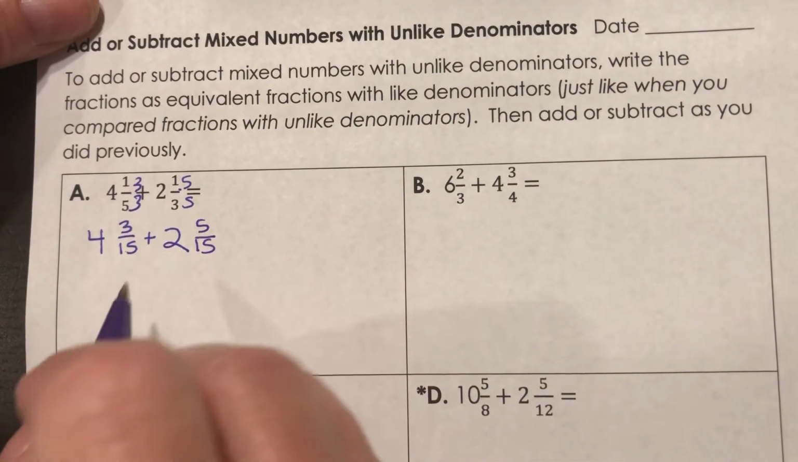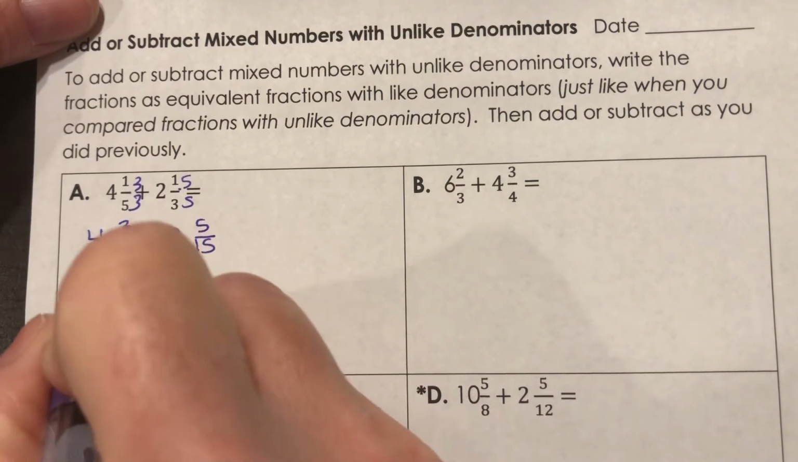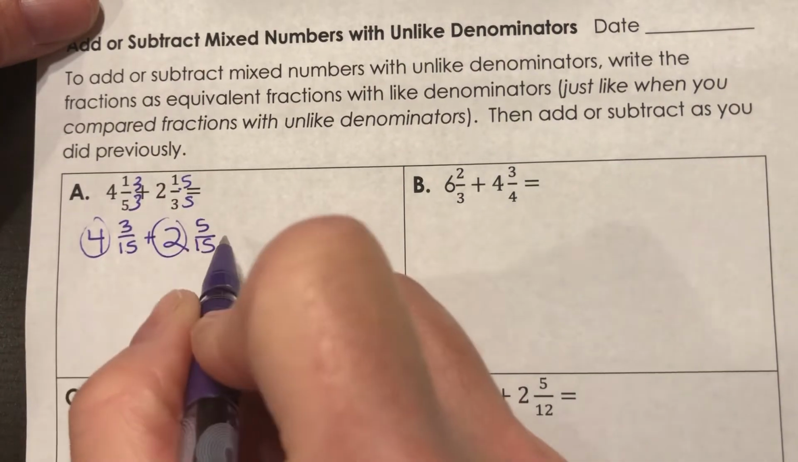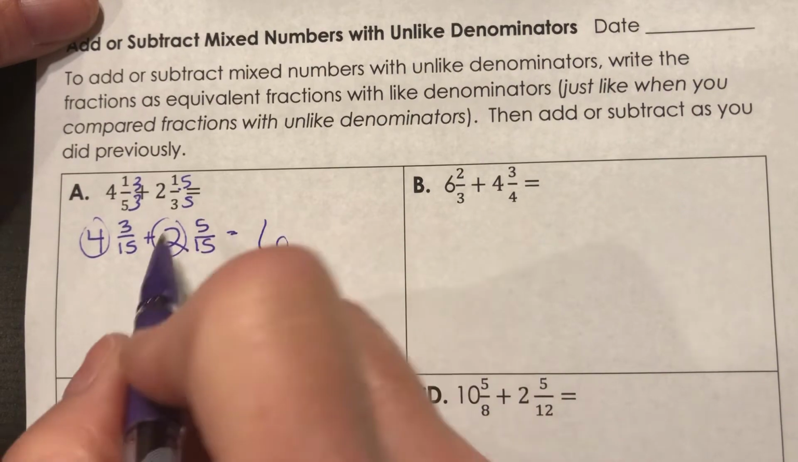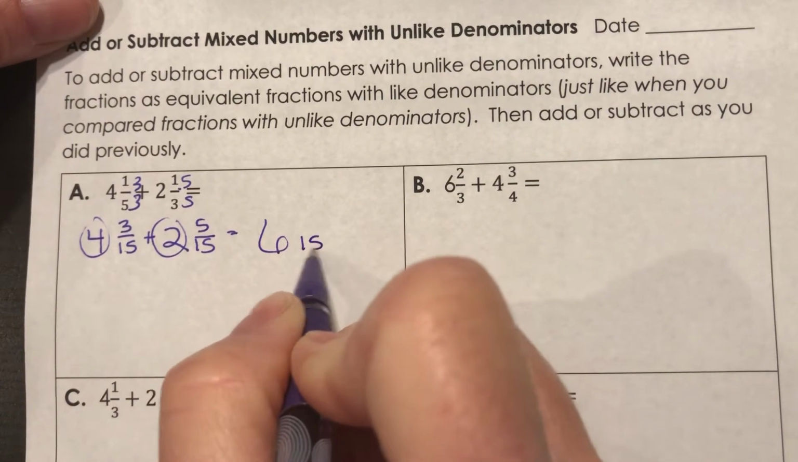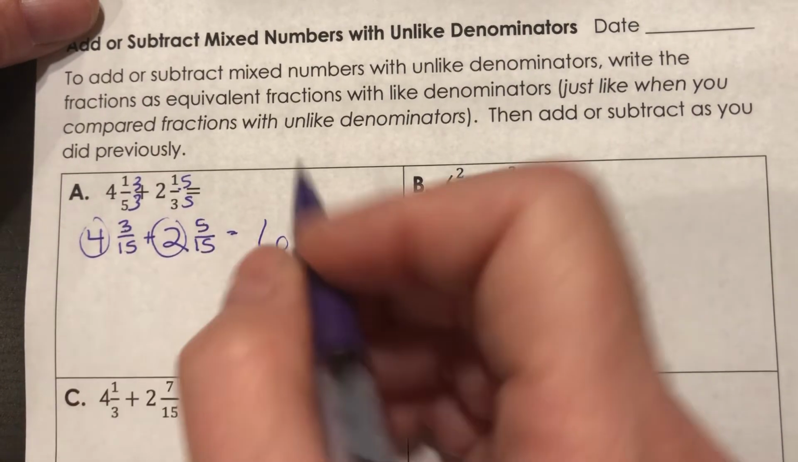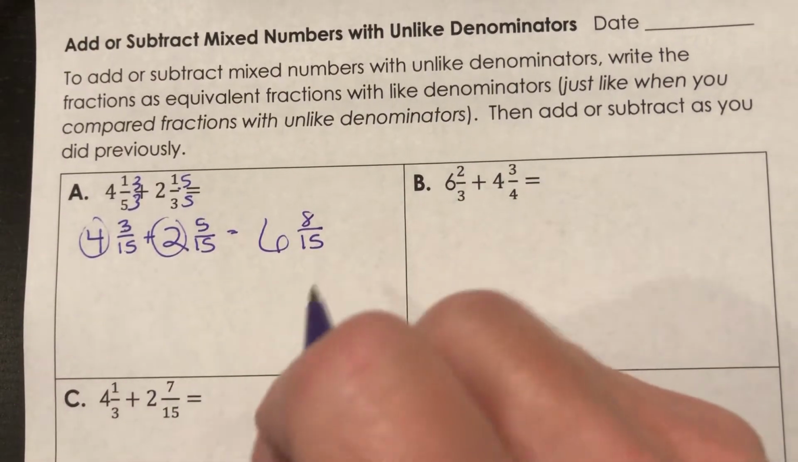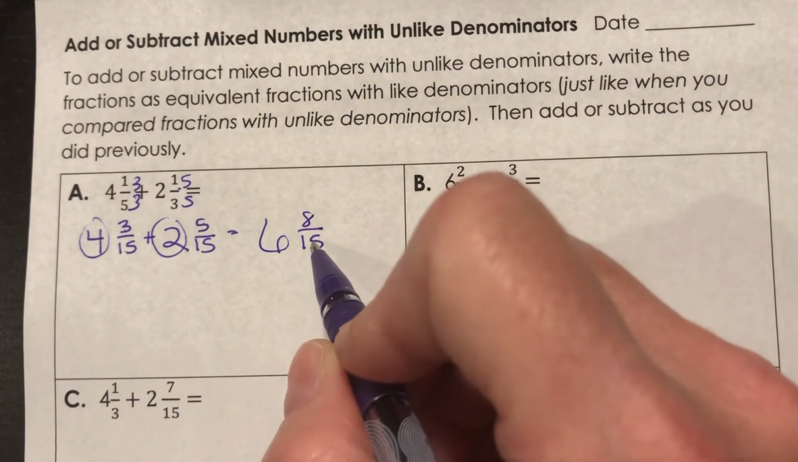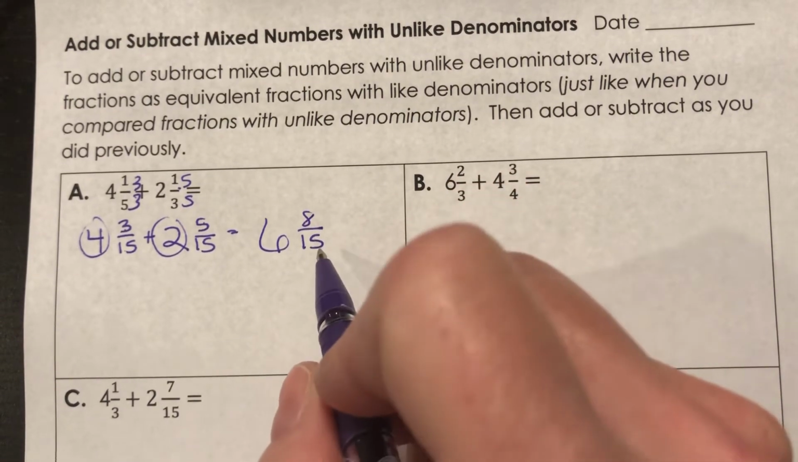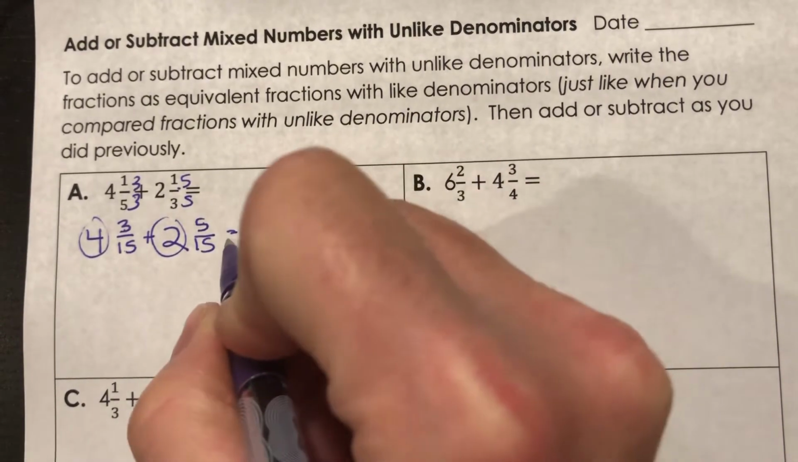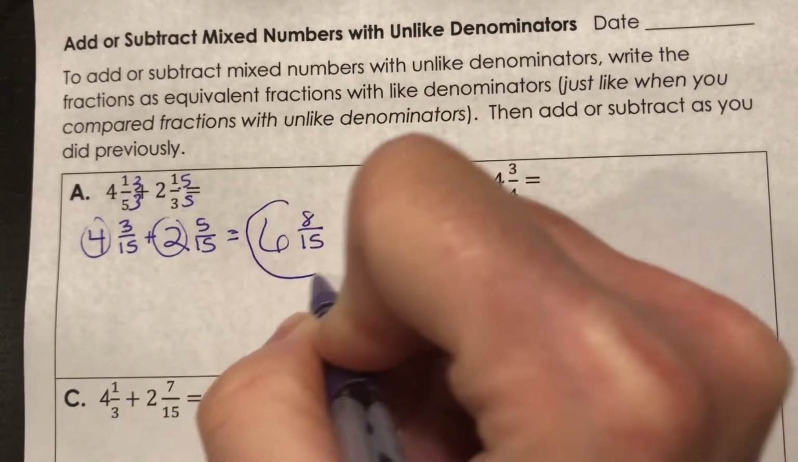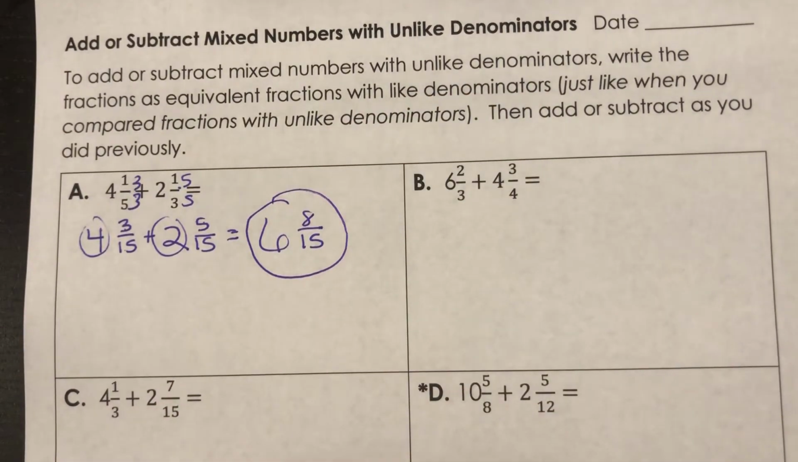Now we have two fractions that we can add with the same denominator. So we'll do what we did before. I'm going to add the whole numbers together. So 4 plus 2 gives me 6. And I know my denominator is going to be 15, and 3 plus 5 is 8. So 6 and 8/15, and I would look at that and ask myself, is there a number other than 1 that divides into 8 and 15 without leaving a remainder? And the answer is no. So that means 6 and 8/15 is in simplest form.